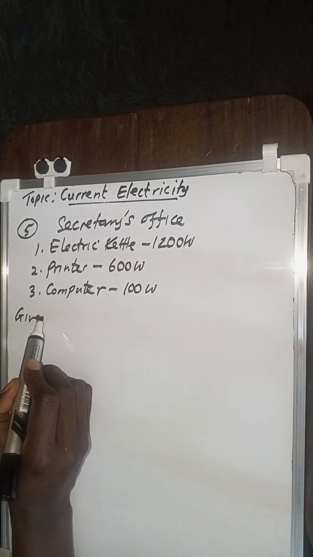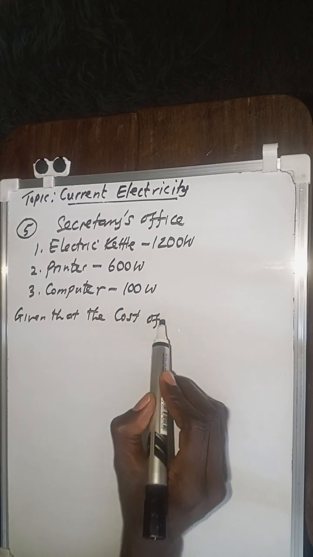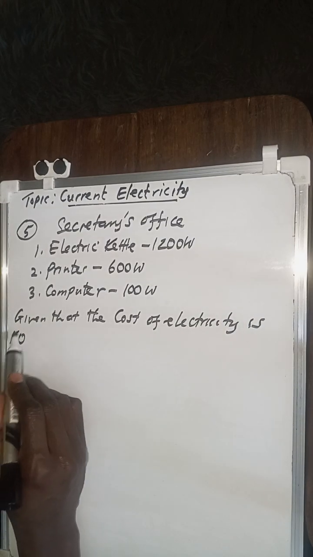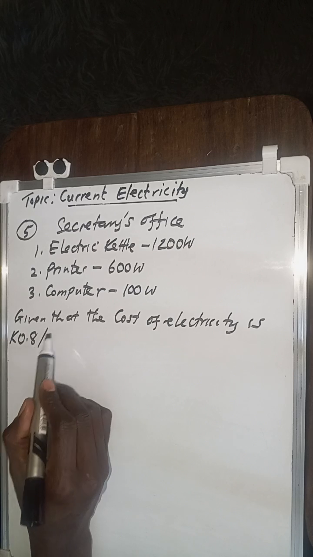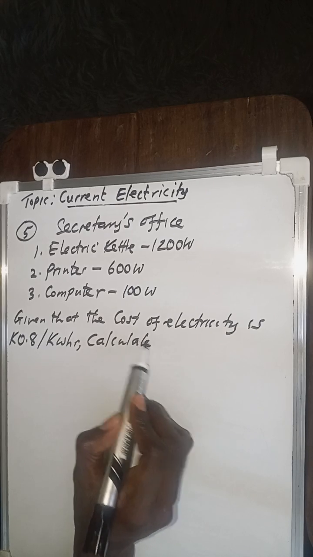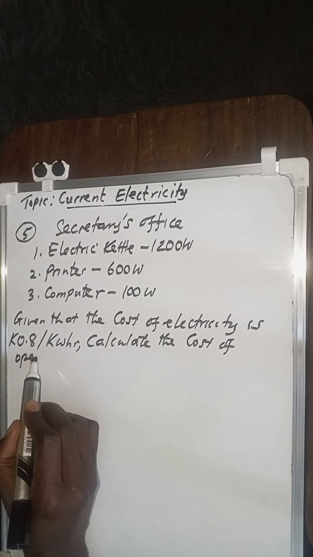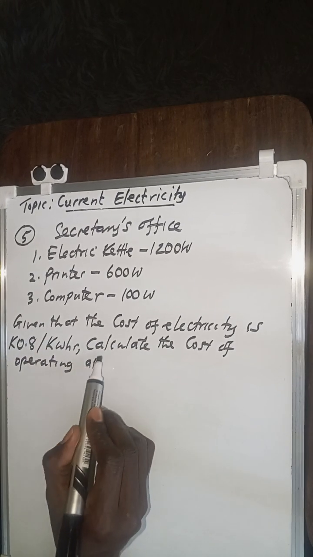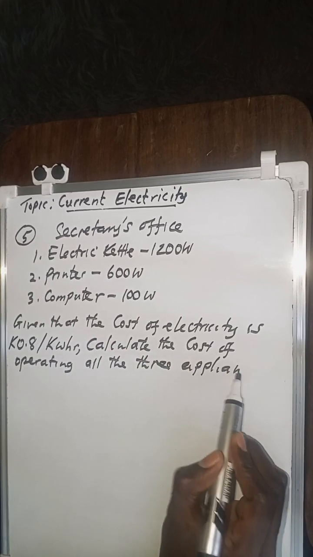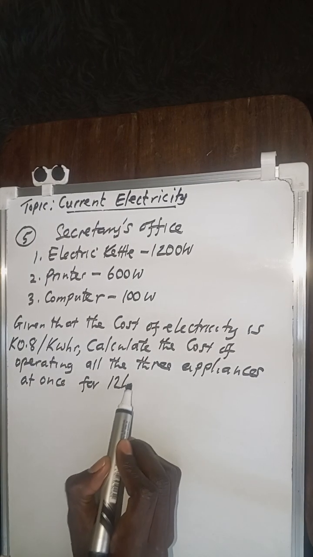Then we tell you that the cost of electricity is 0.8 kwacha per kilowatt hour. Then the question said, calculate the cost of operating all the 3 appliances at once for 12 hours.